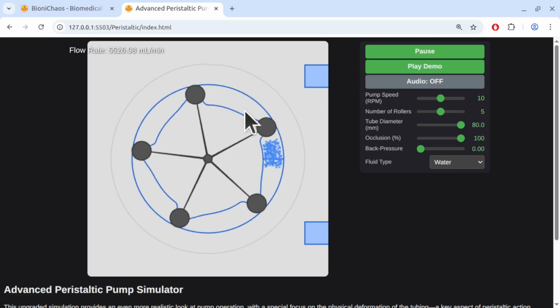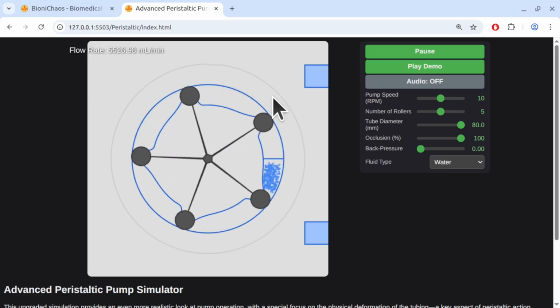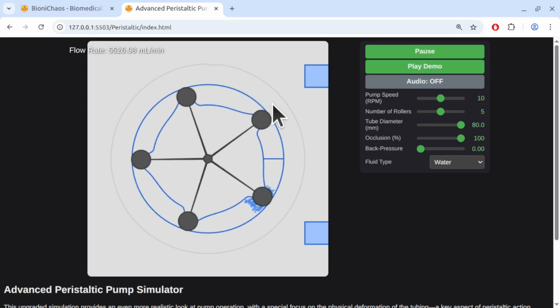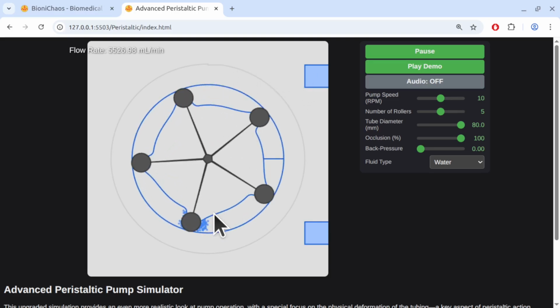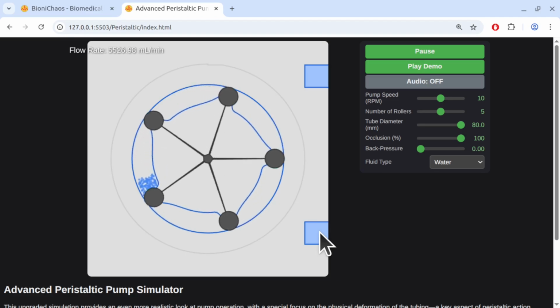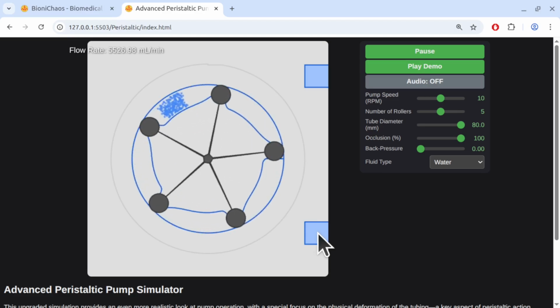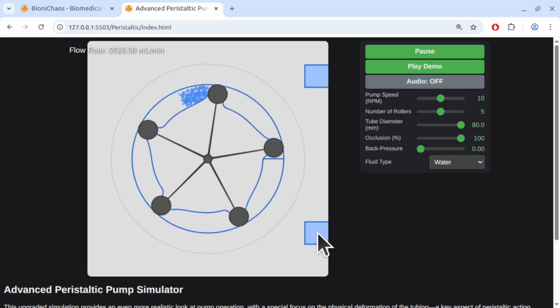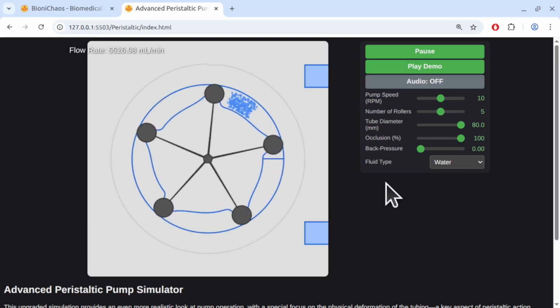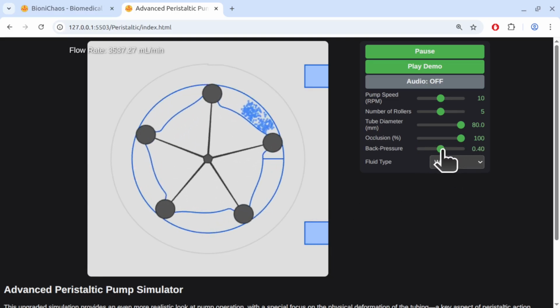No, so can you see where my mouse pointer is? Is the fluid meant to be in this section or within the blue line, considering where the inlet and outlets are? You're asking if the fluid should be contained within the blue line, considering the position of the inlet and outlet. Yes, the blue line represents the tube, and the fluid should always be confined within it as it flows from the inlet to the outlet. The appearance of fluid outside the blue line, especially near the rollers, indicates a visual anomaly in the simulation.